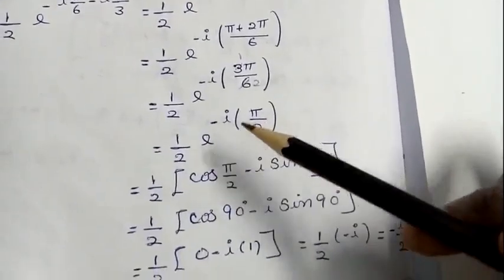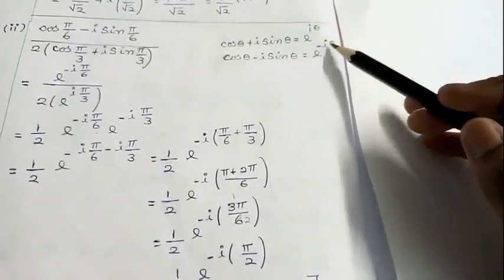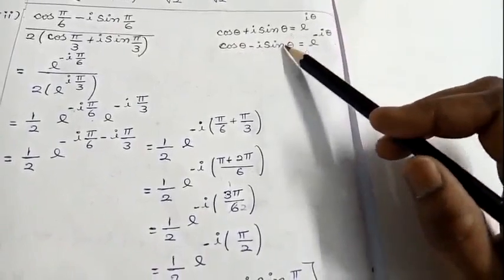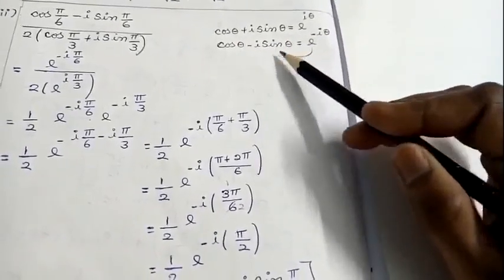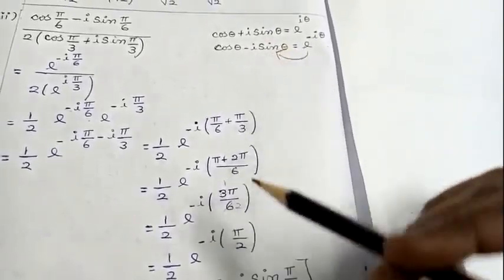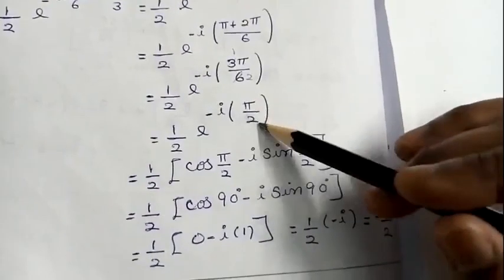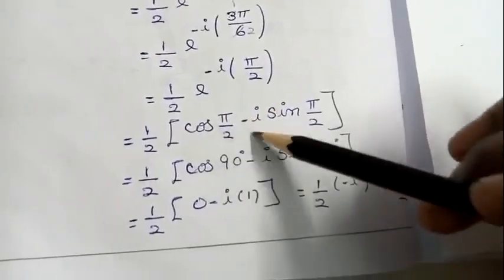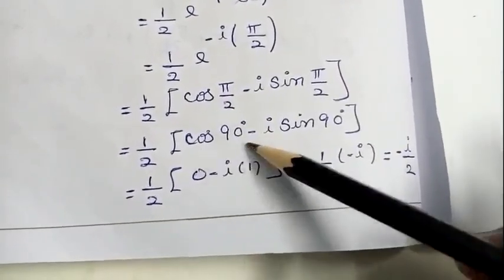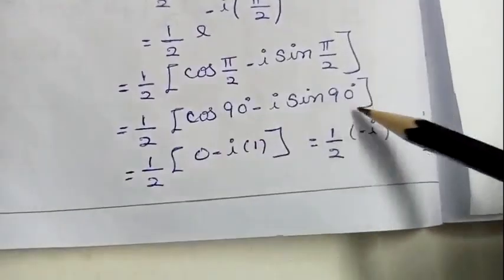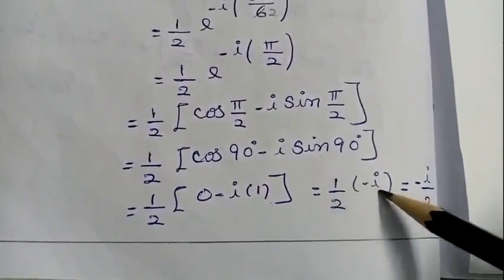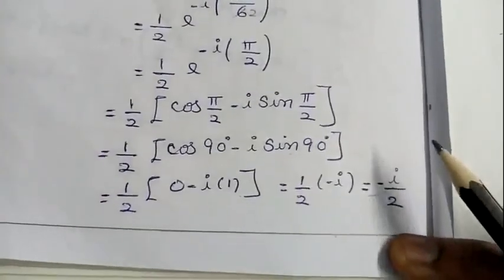E to the power minus i theta can be written in this form, that is cos theta minus i sin theta. So in place of theta, I am having pi by 2. That is cos pi by 2 minus i sin pi by 2. Pi by 2 is nothing but 90 degrees. Cos 90 degrees is nothing but 0, sin 90 degrees is 1. So finally I will be getting the value as 1 by 2 times minus i, which is equal to minus i by 2.